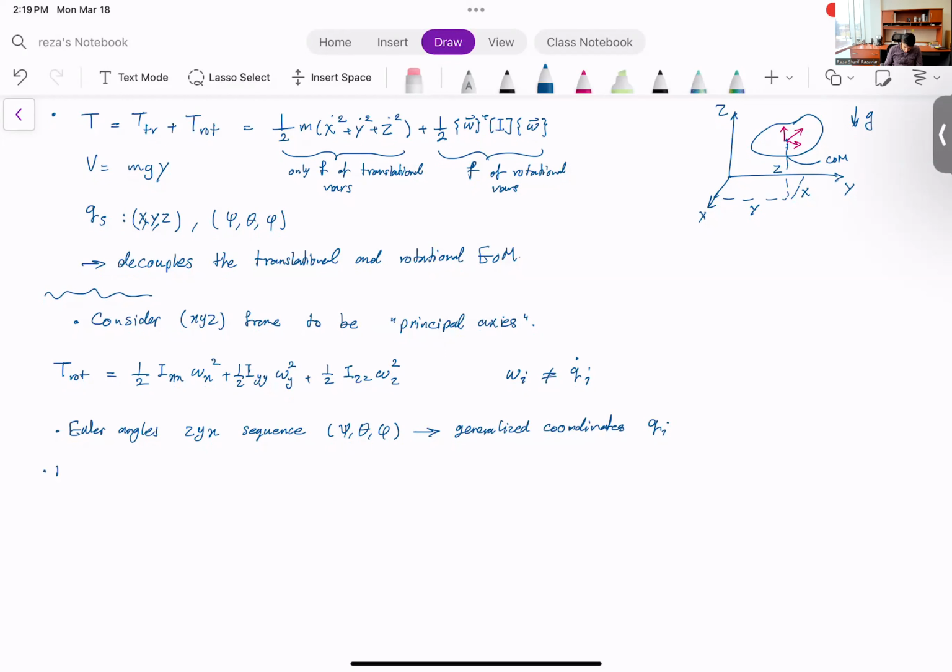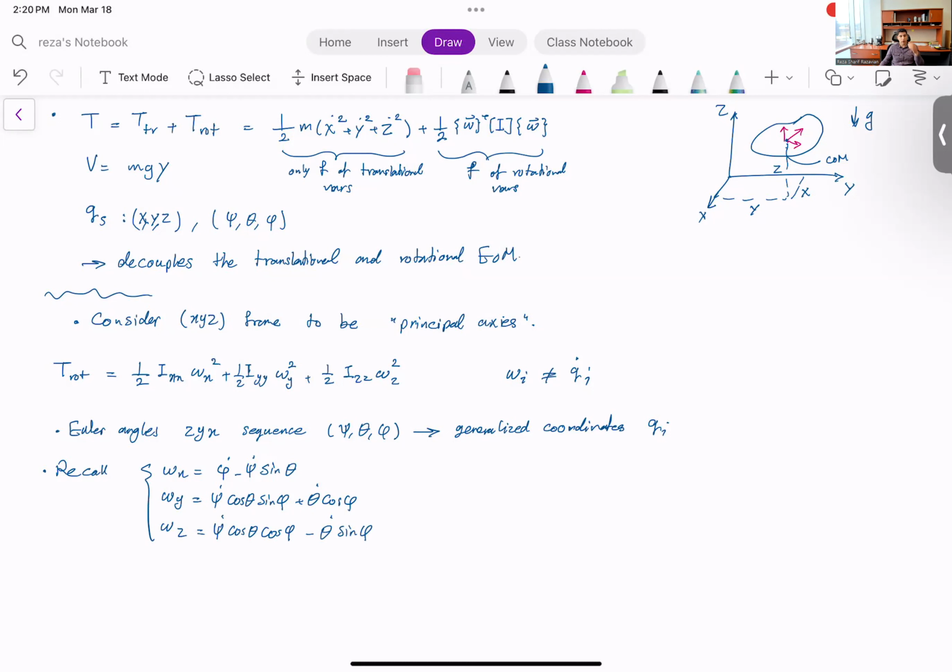So recall that when we were talking about angular velocities in relation to Euler angles, I had omega x equals phi dot minus psi dot sine of theta; omega y equals psi dot cosine of theta sine of phi plus theta dot cosine of phi; and omega z equals psi dot cosine of theta cosine of phi minus theta dot sine of phi.